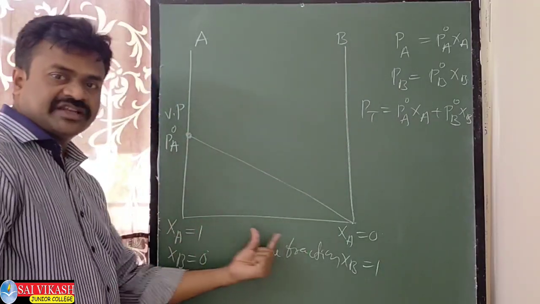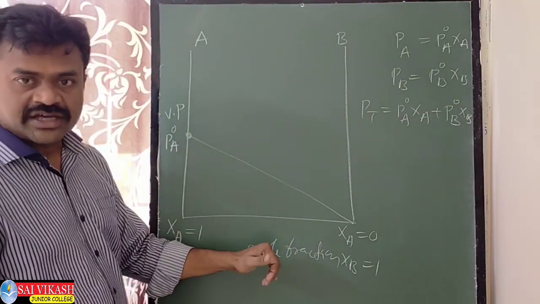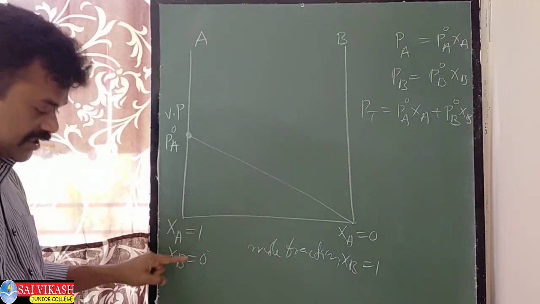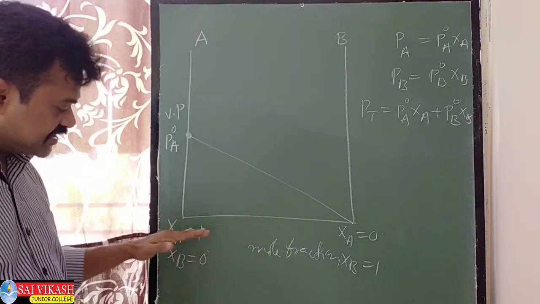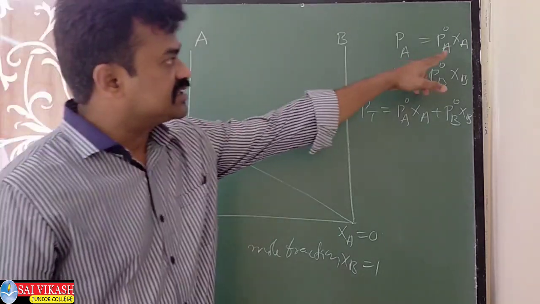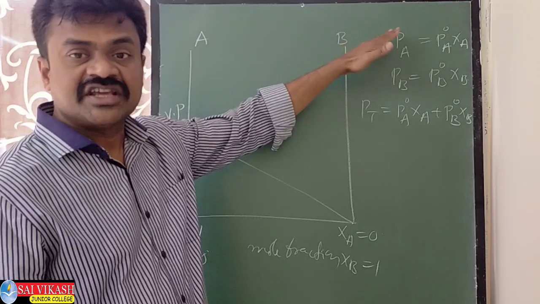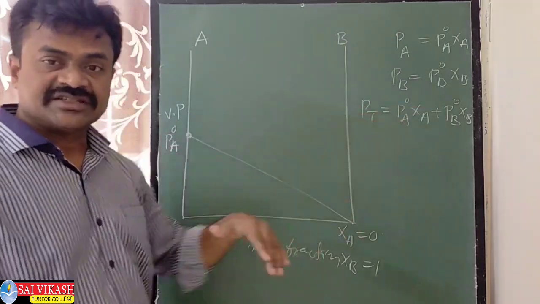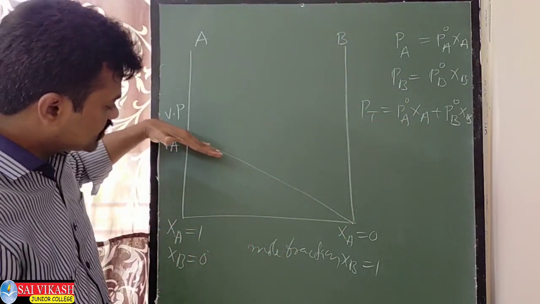But in between, A and B both are there. So from the beginning, when we are increasing B, the A mole fraction decreases. If the A mole fraction decreases, the partial pressure of A in the solution also decreases. Therefore, this will be coming down.